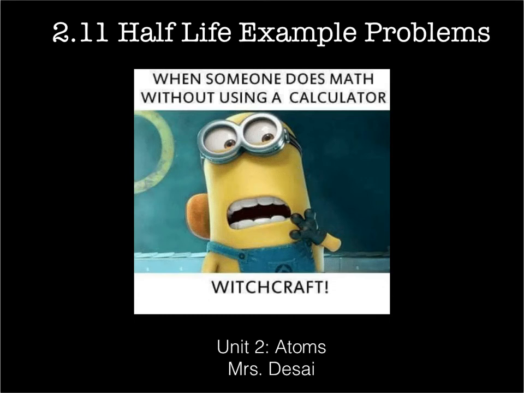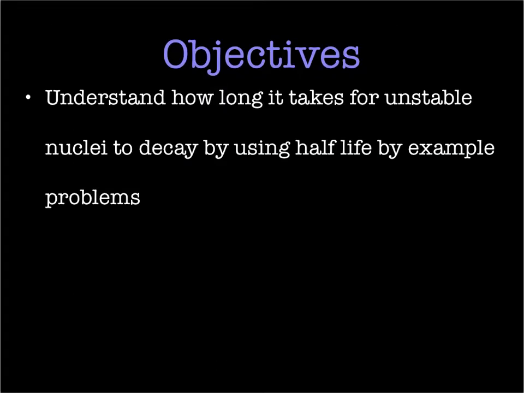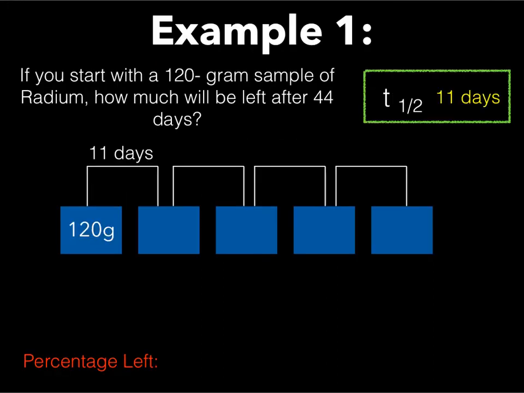In this video 2.11, we're going to look at half-life example problems. The first thing we're going to learn in this video is to understand how long it takes for unstable nuclei to decay. In our previous video we talked about what half-life was, and now we're going to do a couple example problems regarding half-life. So we have our first example.